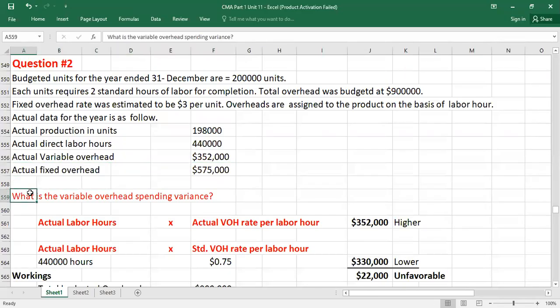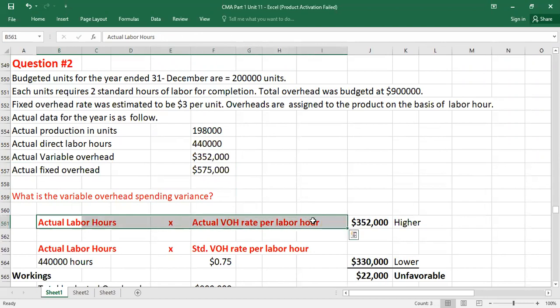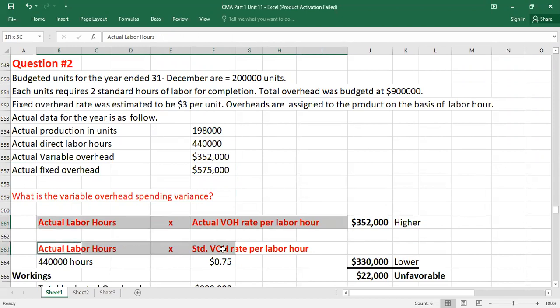So what is the requirement? You have to calculate the variable overhead spending variance. And spending variance is the difference of the first two lines, if you remember. The first two lines are actual labor hours times actual variable overhead rate per labor hour. And the second line is what? Actual labor hours times standard variable overhead rate per labor hour.